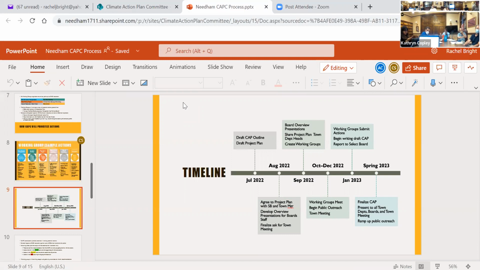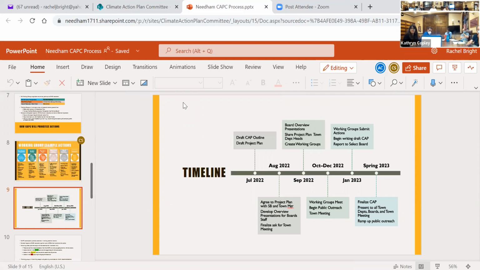And so we talked about August developing the overview presentations for the boards and other staff. We've got the template here, but we could envision doing some tailoring of it. For example, if we're meeting with the PSAB, what would be more relevant to PSAB as opposed to meeting with the planning board or another committee.